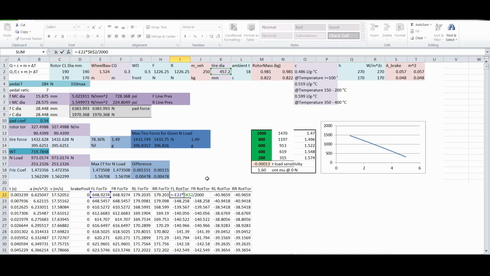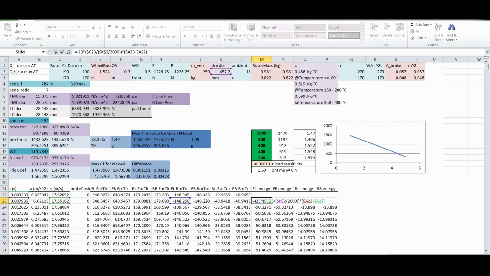And then from here, we take the tire force and times it by the tire diameter, or the radius. Again, divide by 2 to get the radius, divide by 1,000 and make millimeters into meters. And I did negative on the tire force just because it is braking, so it would be a negative tire force depending on your coordinate system. So using that, we get rotor torque.